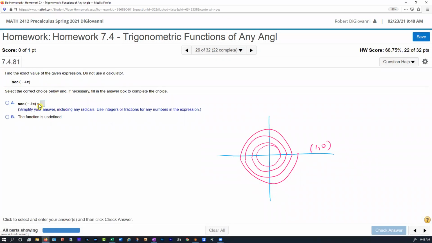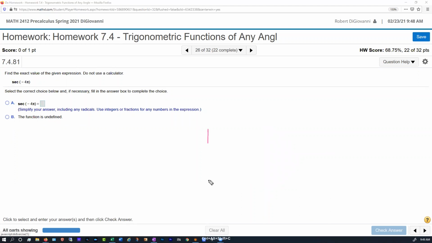All right, let's do this one. We've got secant of negative 4π. So that's negative 2π. That's negative 4π. So we're here at (1, 0). Secant is the reciprocal of cosine. Now, cosine is the x coordinate. So the reciprocal of 1 is just 1.